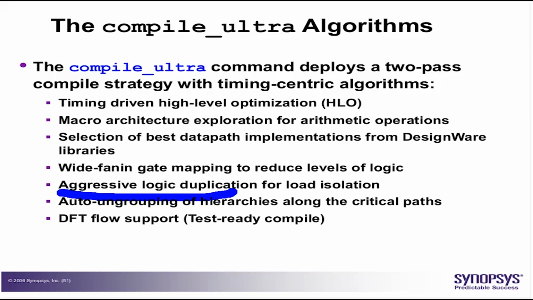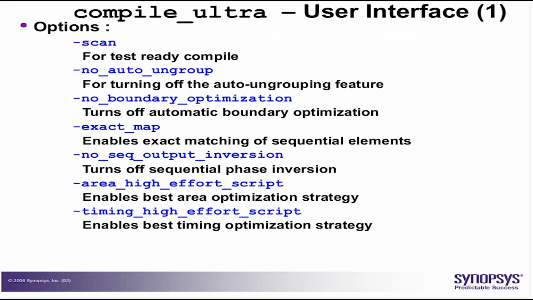Then this feature is unique to compile ultra: auto ungrouping of hierarchies along the critical path happens. You can stop it by saying no auto ungroup. And there is DFT flow support. So these are the options that we have seen earlier. We have already discussed these.